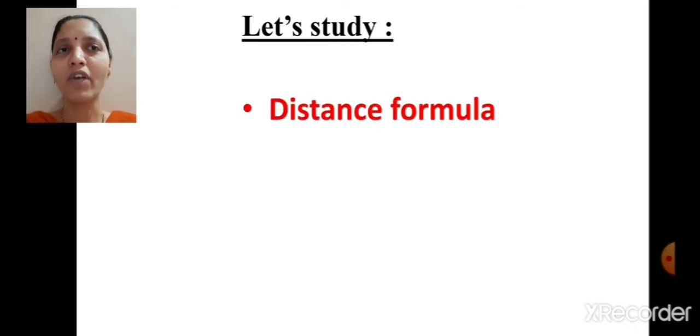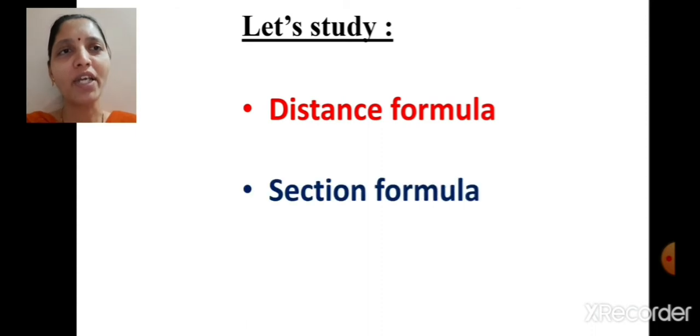The first topic we are going to learn is distance formula and the second topic is section formula. So only two topics we have to learn. The third topic is reduced from your syllabus, so that we are not going to learn. So it is a very simple lesson, so understand it properly.